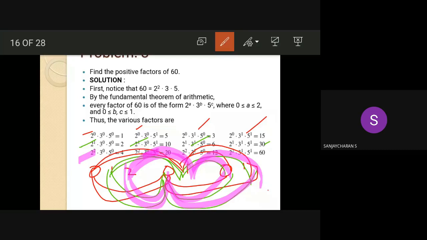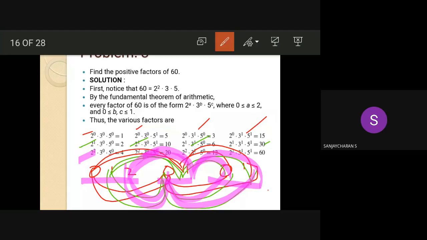So first write the possible values of A: 0, 1, 2. Then write the possibilities of B: 0, 1. Write the possibilities of C: 0, 1. Then combine all three, A, B, C. You choose all such combinations, which are nothing but all the positive factors of 60. Now you can easily evaluate. The factors are 1, 2, 4, 5, 10, 20, 3, 6, 12, 15, 30, 60. There are 12 positive factors for the integer 60.